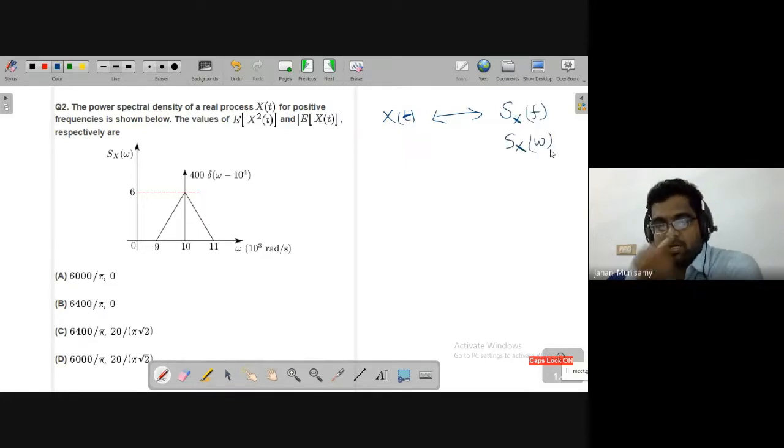The power spectral density means in the frequency domain. So instead of in the f domain, they were represented in the frequency domain.